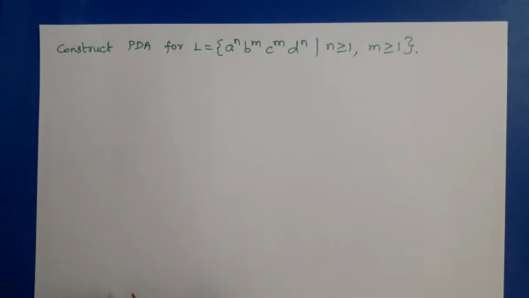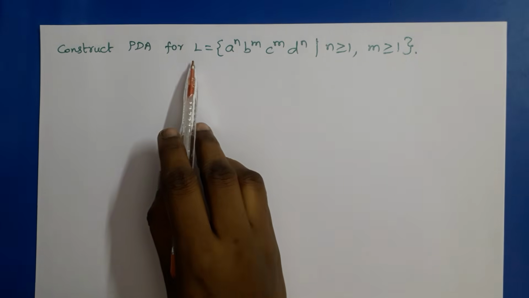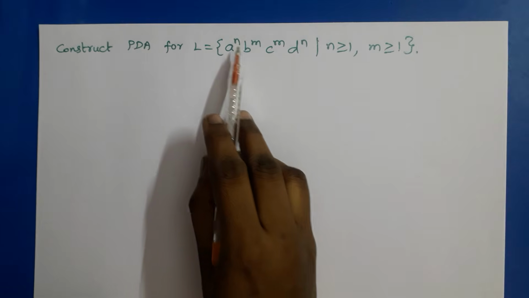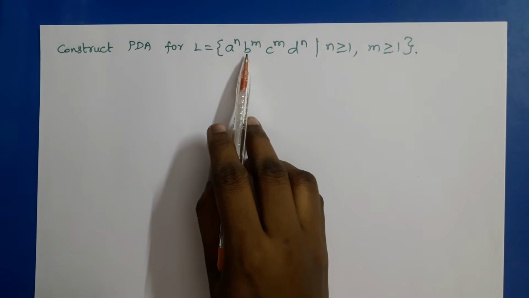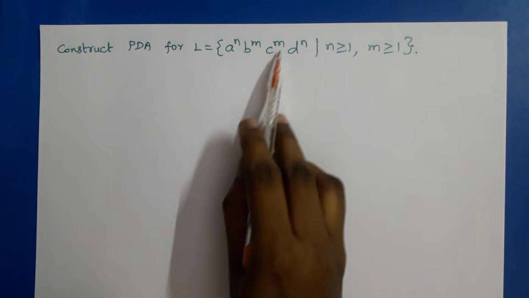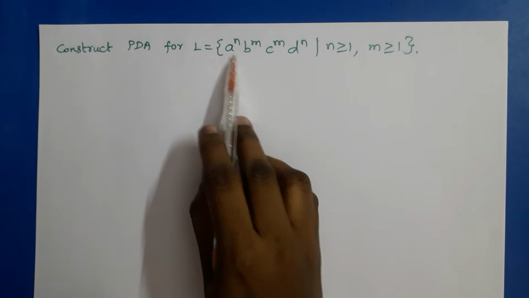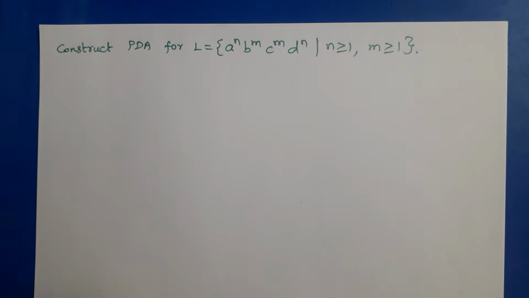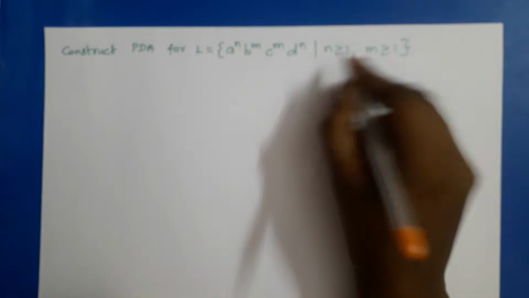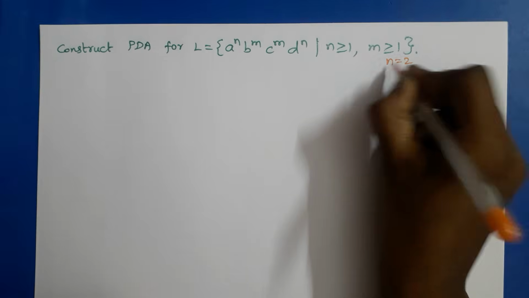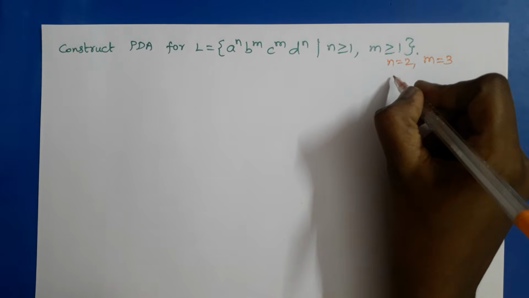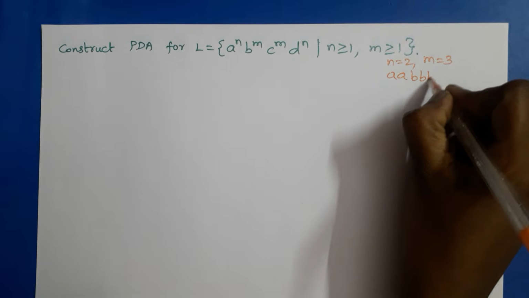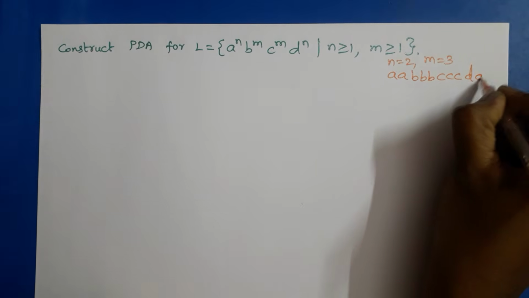Hello everyone. In this lecture, we will see another example for PDA. So L is equal to a^n b^m c^m d^n. Here, in each string, the number of B's and C's must be equal, and the number of A's and D's must be equal. For example, if n is 2 and m is 3, then the string is AA BBB CCC DD.